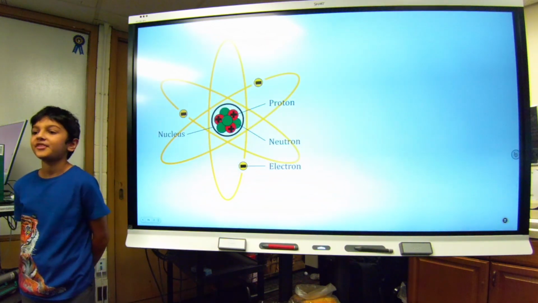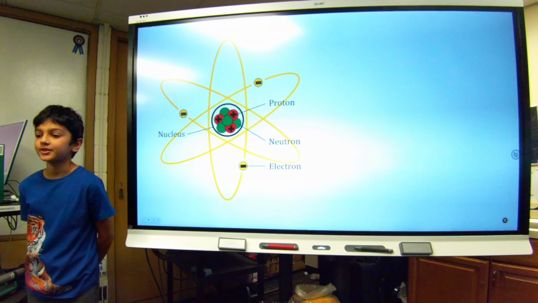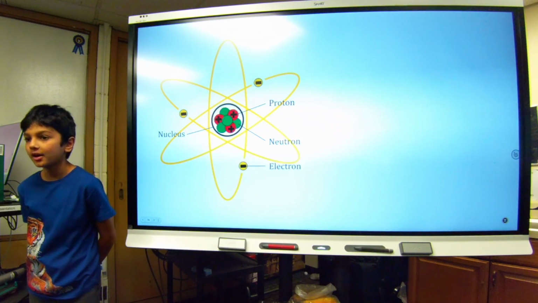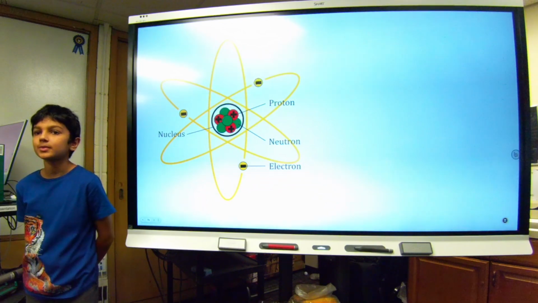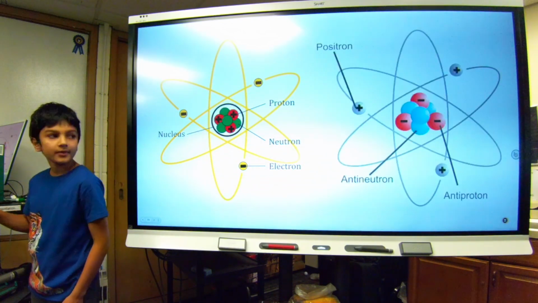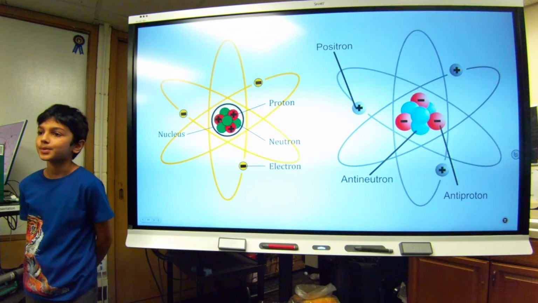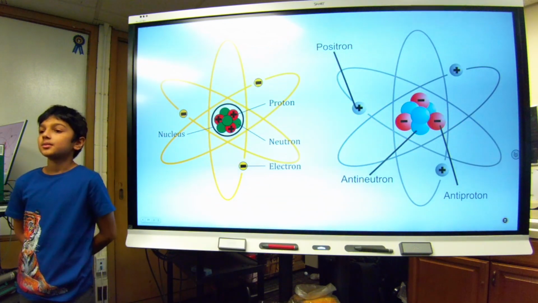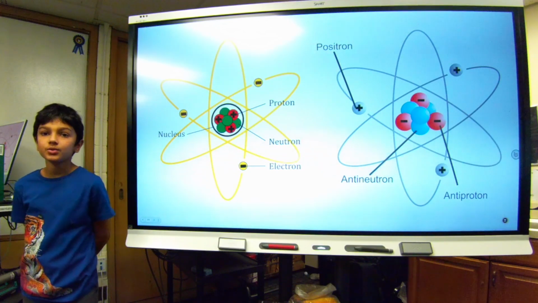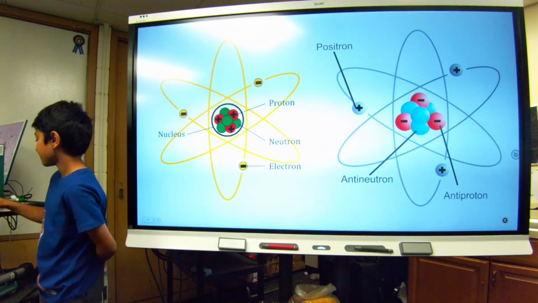All matter is made up of atoms. Atoms are made of negatively charged electrons, positively charged protons, and neutrons that do not have a charge. The electron orbits a nucleus, which is made of protons and neutrons. But as you can see, antimatter is the opposite. Antimatter electrons have a positive charge, antiprotons have a negative charge, and antineutrons still have no charge.